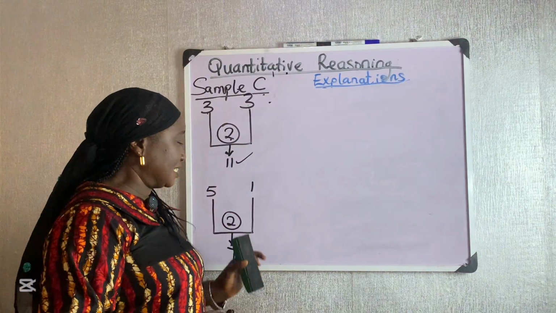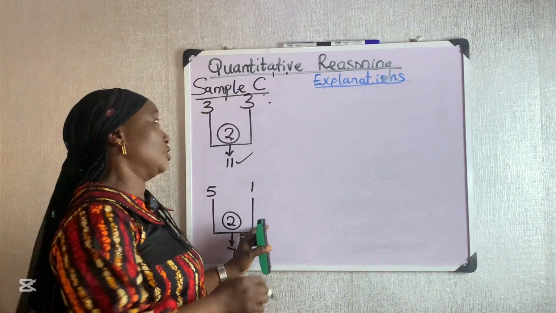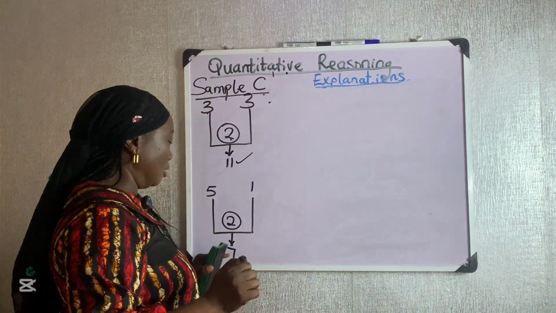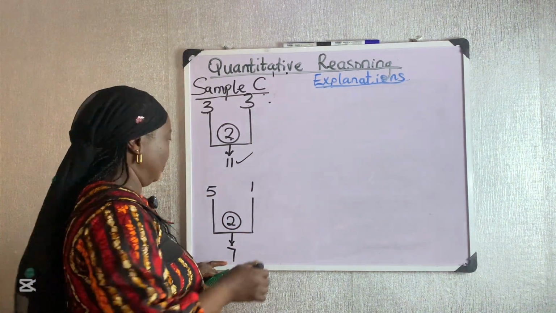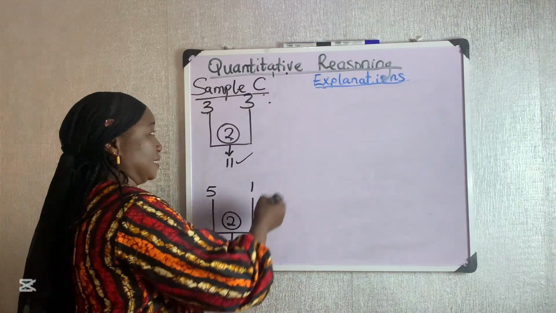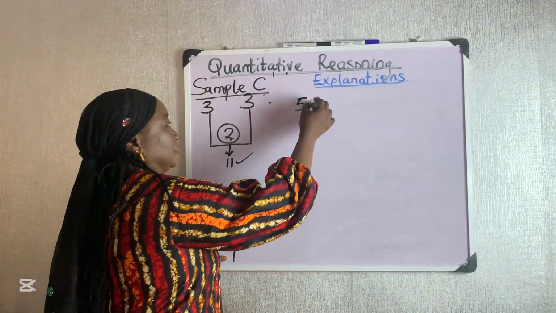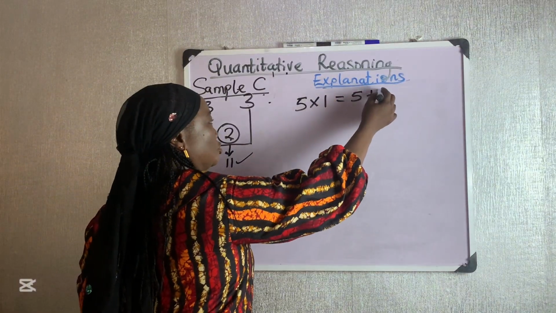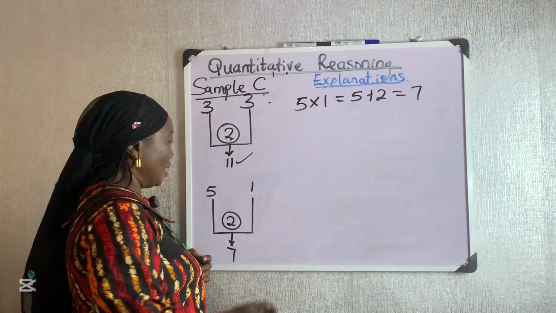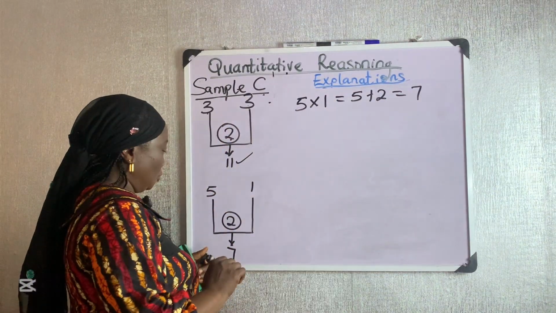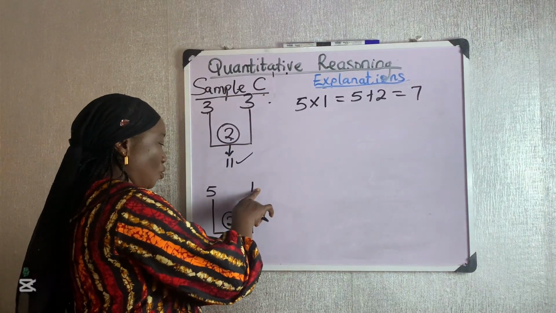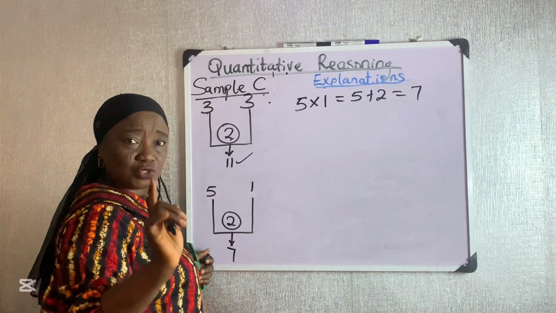Now, let's see whether this second one will correspond with the one I explained earlier. I want to know how this 7 is arrived at. 7 is arrived at by saying 5 times 1 equals 5, plus 2 will give me 7. 7 has been found. So we are going to check other numbers: 5, 1, and 2. How are we going to calculate them?